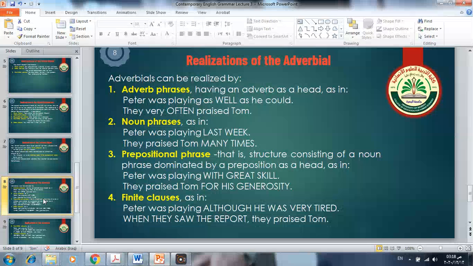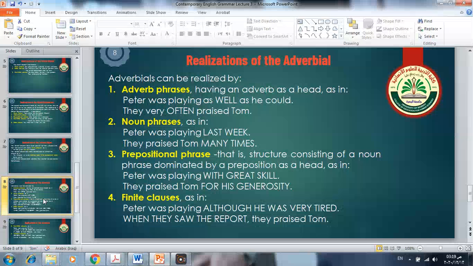Number two, the adverbial can be realized by a noun phrase, as in, Peter was playing last week. They praised Tom many times. So last week and many times are the noun phrases which have the function of an adverbial.